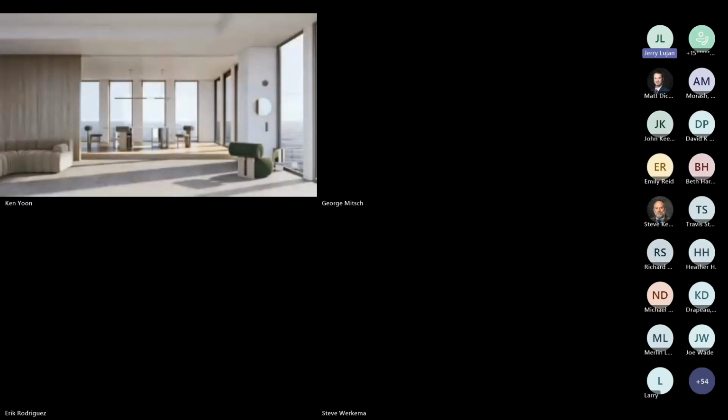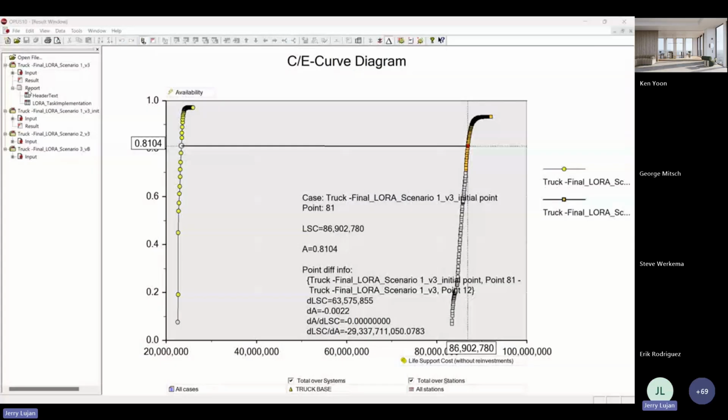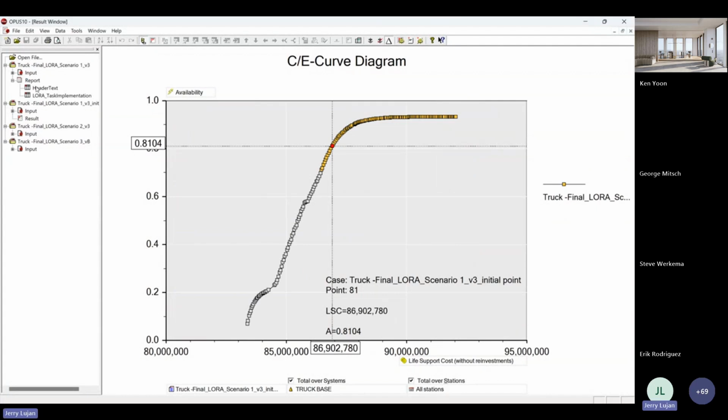Let's go back over to Opus Suite. There we go. I'll go ahead and close this one out. We can see your screen, Jerry. Excellent.